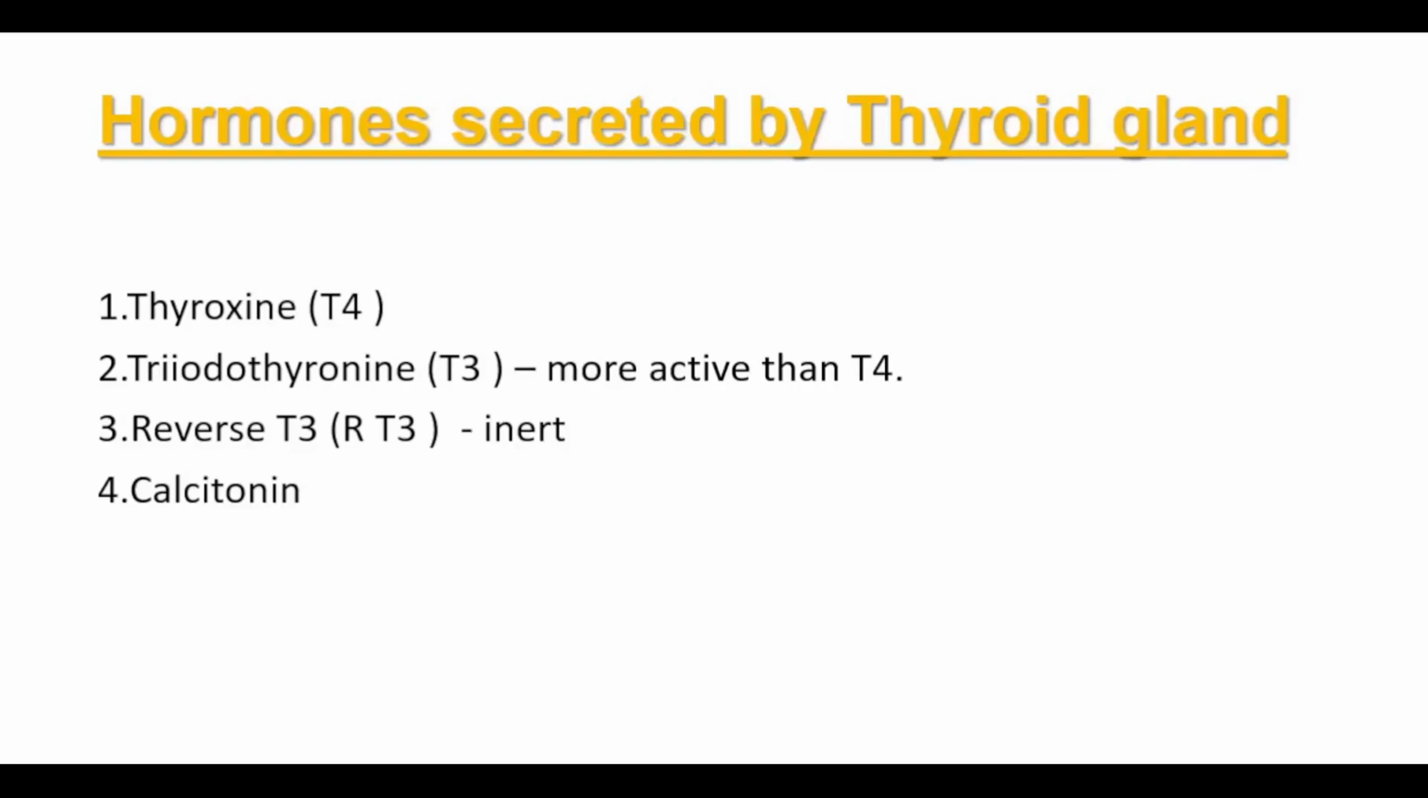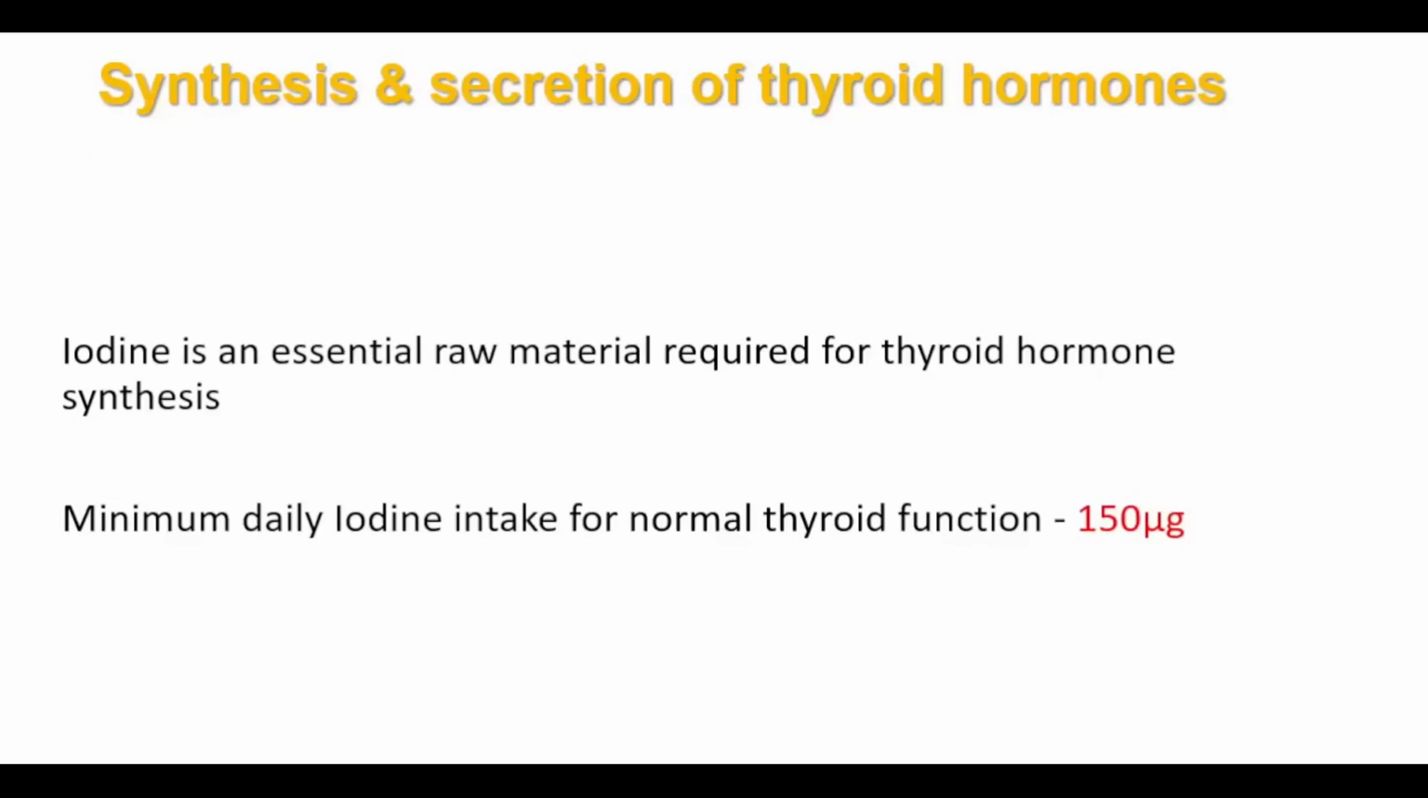Now the hormones secreted by the thyroid gland are thyroxine or T4, triiodothyronine or T3, and T3 is more active than T4. Then reverse T3, which is inert, then calcitonin, which is a calcium lowering hormone that helps in regulation of plasma calcium. Moving on to synthesis and secretion of thyroid hormones.